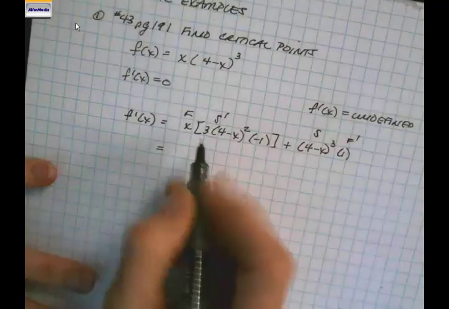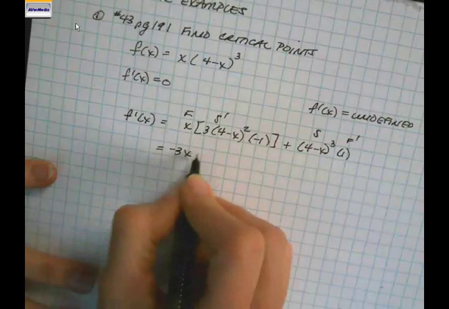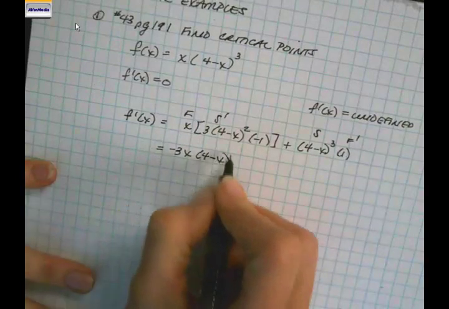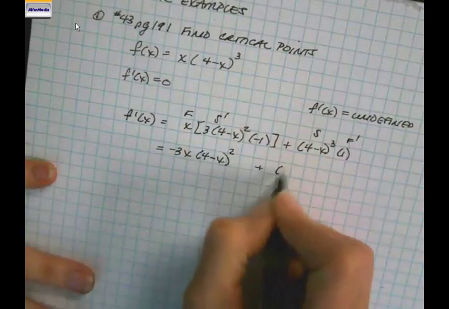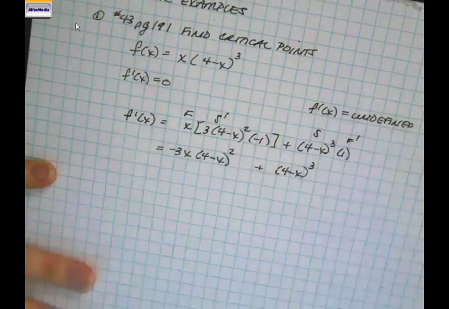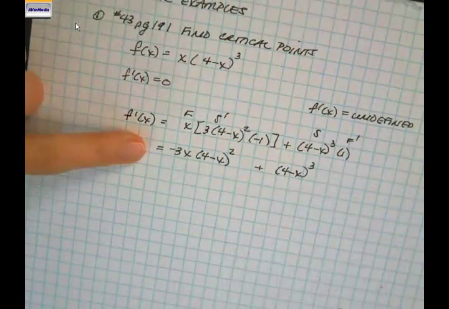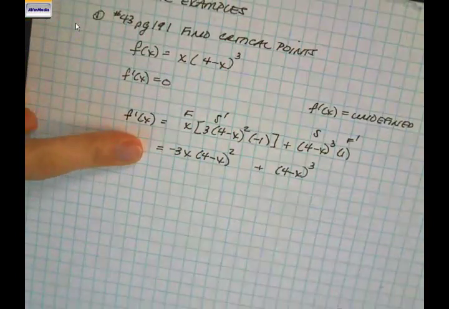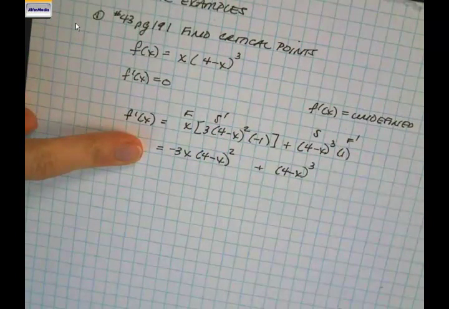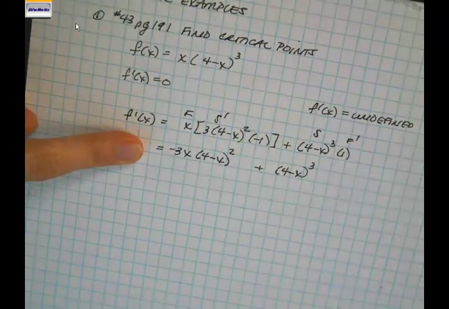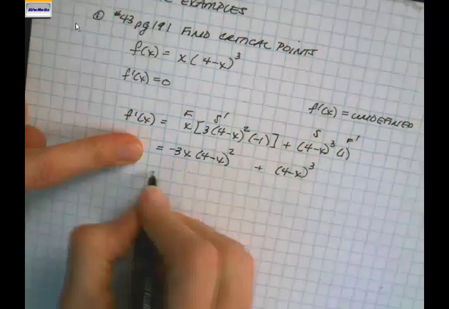Okay, so this is a -1 times x times 3, which is -3x, times (4 minus x) squared, plus (4 minus x) cubed. Now think about what you're getting ready to have to do with this. You're going to have to set this equal to 0, right? And you usually like stuff in factored form before you set it equal to 0, right? And then you take each factor and set it equal to 0, the zero product rule, I love it. Okay, so we're going to factor.